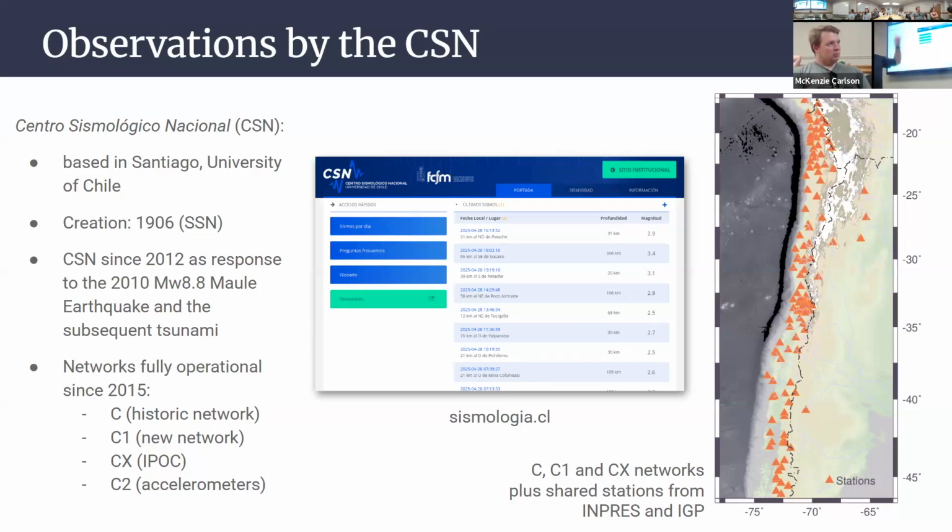The network in the north is actually a consortium between French and German, mostly German, to be honest, who built a network to study northern Chile. The rest is basically the CSN. Some stations now come from the OVDAS, which is the volcano observatory, and a few stations from Argentina and from Peru are also shared and used to monitor the seismicity in Chile. So this is the state of the observation.